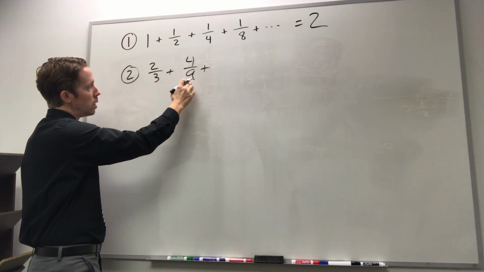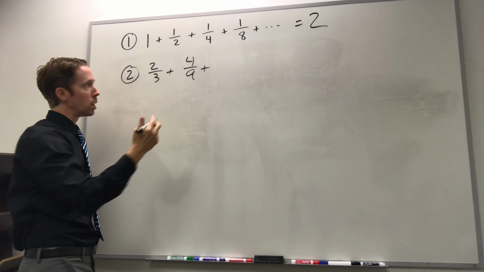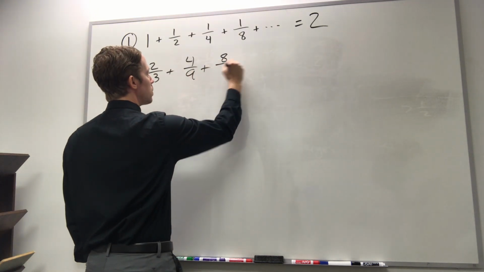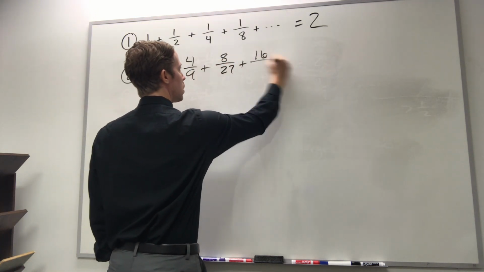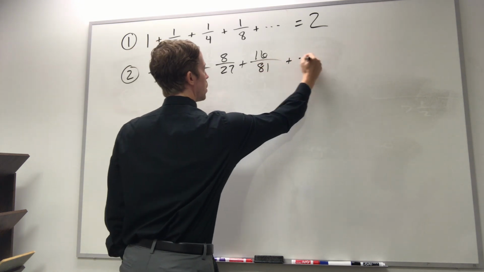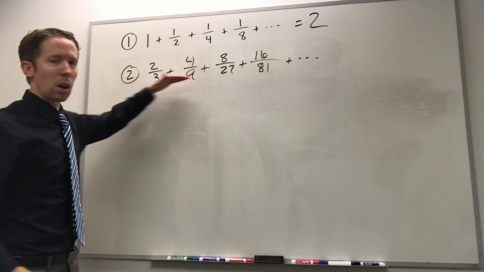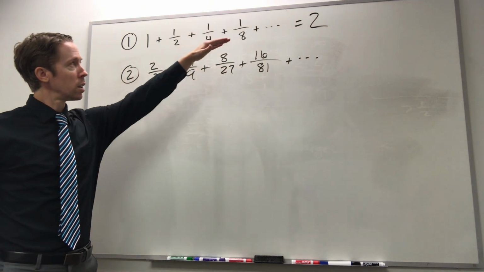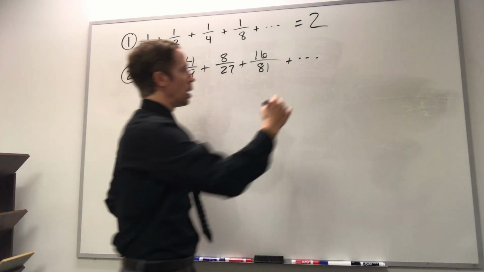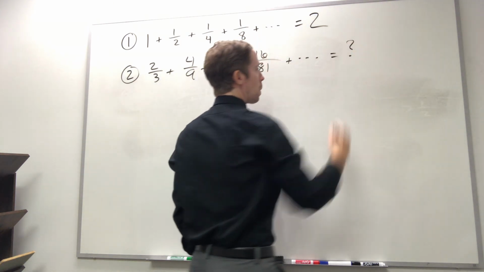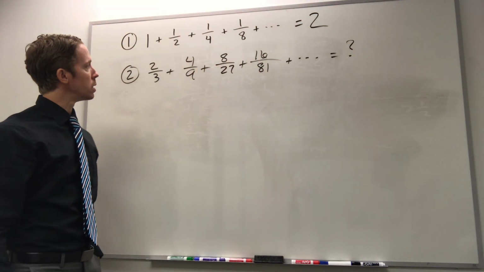A similar series that we could look at, something like 2/3 plus 4/9 plus, and I'm just going to multiply each term by 2/3 to get the next term. So if we keep going like that, this also gives us a very specific number that we can write down. It's a finite number, and we can say exactly what it is.